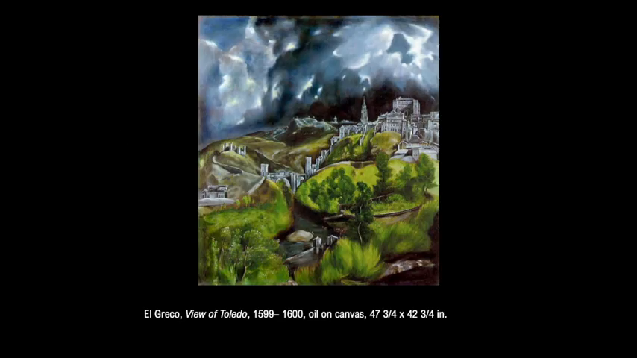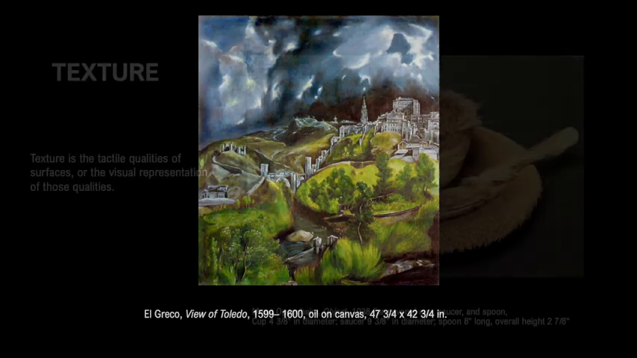Here we have the View of Toledo by the Mannerist painter El Greco. The color scheme in this landscape would be considered analogous because the blue sky and the green landscape are the dominant colors. Green and blue are next to one another on the color wheel.